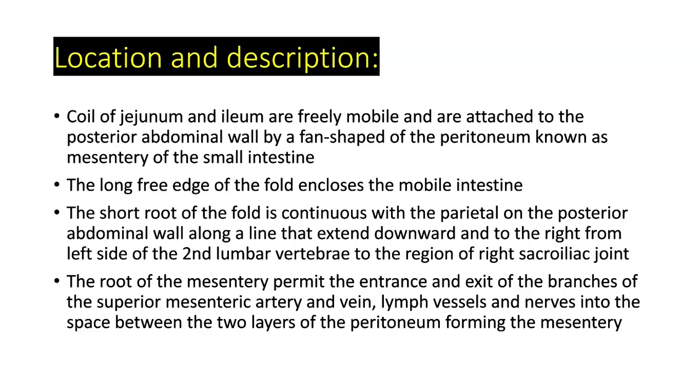extends downward and to the right, from the left side of the second lumbar vertebra to the region of the right sacroiliac joint. The root of the mesentery permits the entrance and exit of the branches of the superior mesenteric artery and vein, lymph vessels, and nerves into the space between the two layers of the peritoneum forming the mesentery.